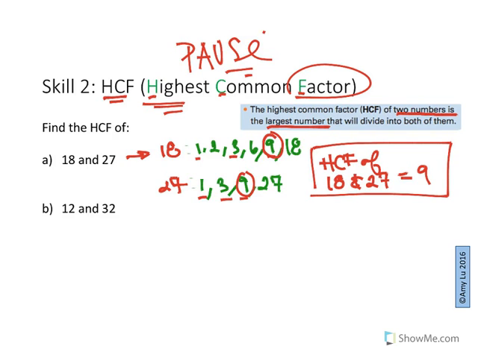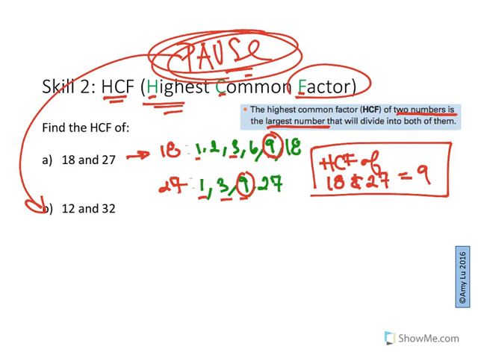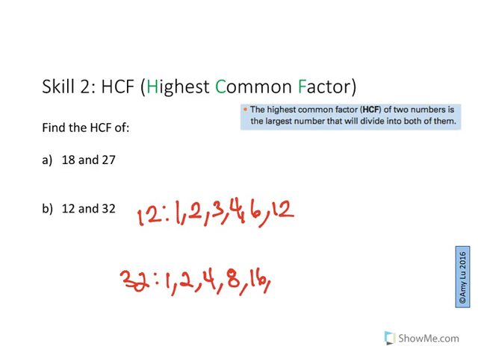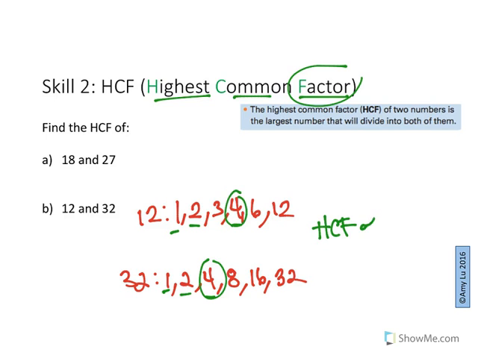So again, pause and do B. Okay, so first find the factors of 12 and 32. For 12, you have 1, 2, 3, 4, 6, 12. For 32, you have 1, 2, 4, 8, 16, and 32. Now find the highest common factor. Not 1, not 2, maybe 4, and that is it. So the highest common factor of 12 and 32 is 4.